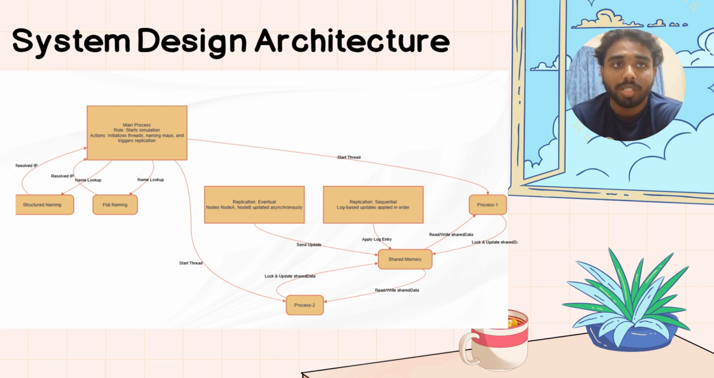Replication is handled in two ways. First, eventual replication, where nodes like node A and node B are updated asynchronously, good for speed, but might briefly show outdated data. Second, sequential replication, where updates are logged and applied in strict order to maintain consistency. All processes and replication methods read from and write to the shared memory, ensuring smooth coordination across the system.